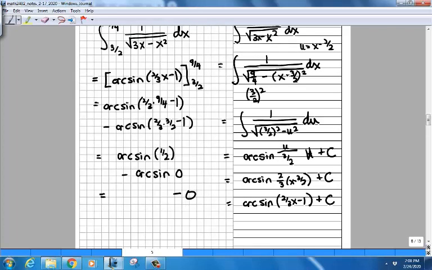What about arcsine of 1/2? What angle gives you sine 1/2? Is it pi over 6? I think so, right? It's pi over 6. So arcsine of 1/2 is pi over 6. So nice, simple answer there. It's just pi over 6. I like that one.